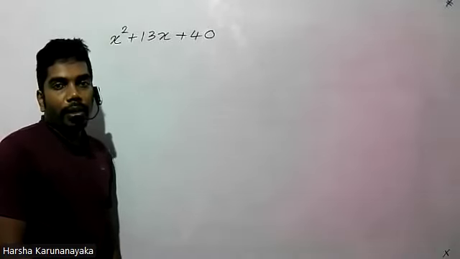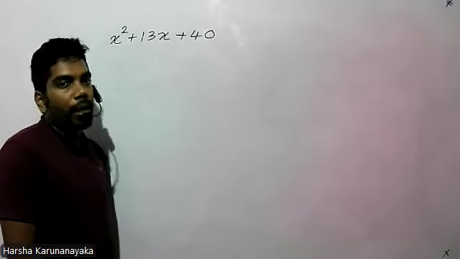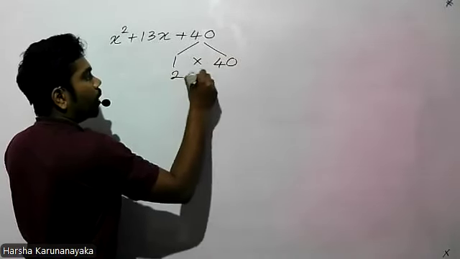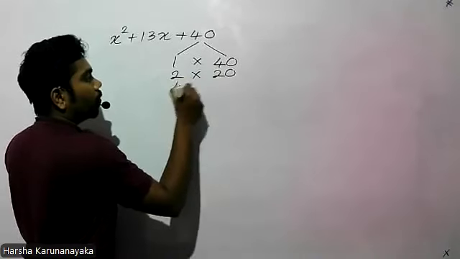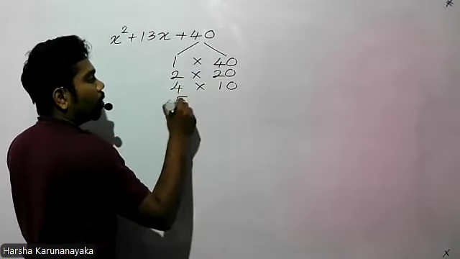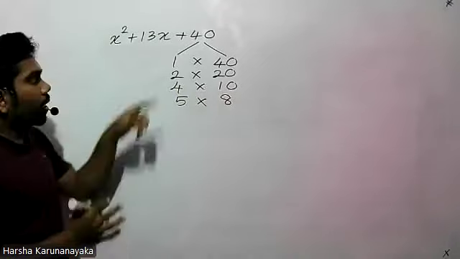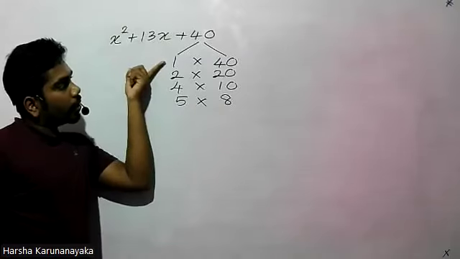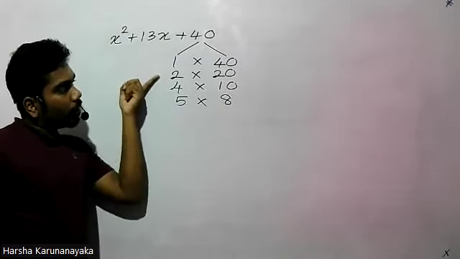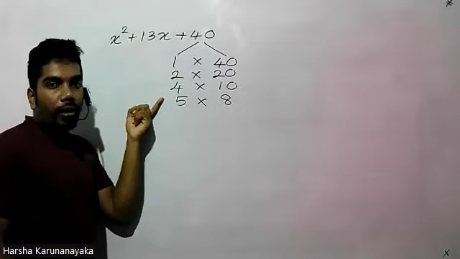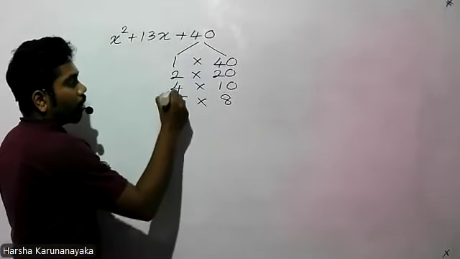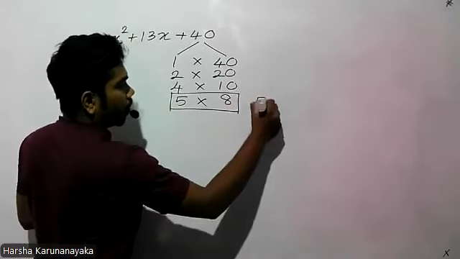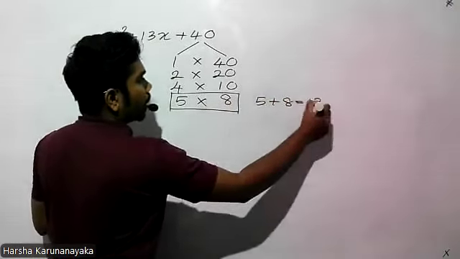Before factorizing a quadratic expression, first we have to find the multiples of 40. 1 into 40, 2 into 20, 4 into 10, 5 into 8. These are the multiples of 40. The coefficient of x equals the sum or difference between these two factors. So in this case, 5 and 8 are the values. 5 plus 8 equal to 13.